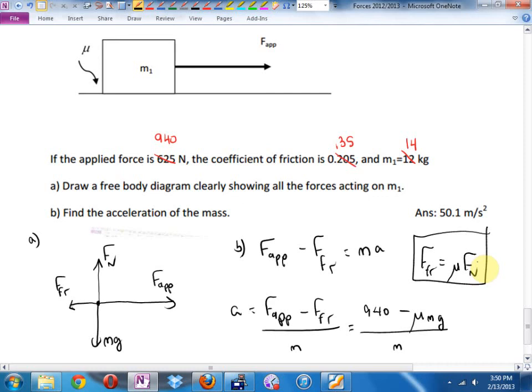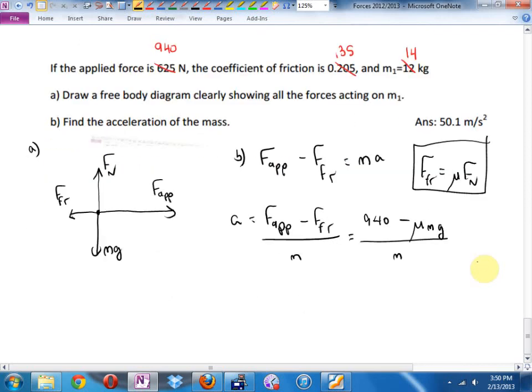Okay. The mass is 14. Yeah, in my made-up example, so it would be bracket 940 minus 0.35 times 14 times 9.8. This could be a huge acceleration. I'm trying to do this in my head. I think my force is way too big. This is like a small mass being yanked on by a semi-truck or something.